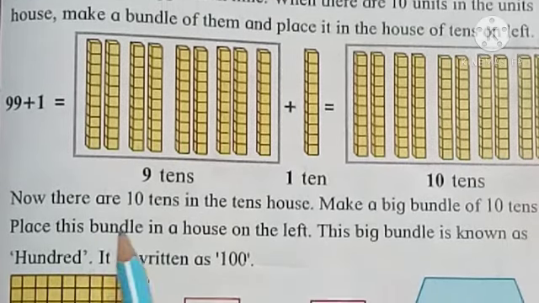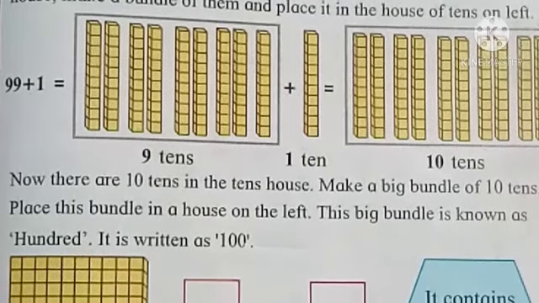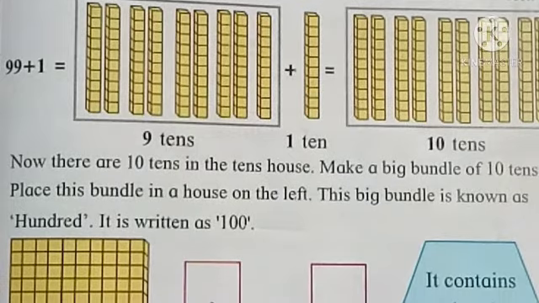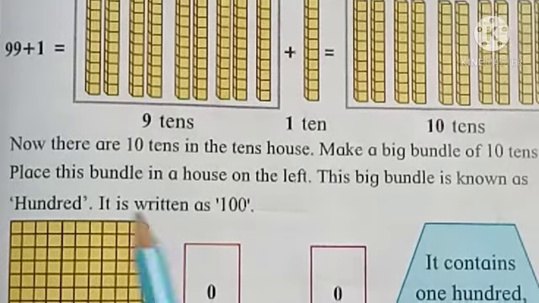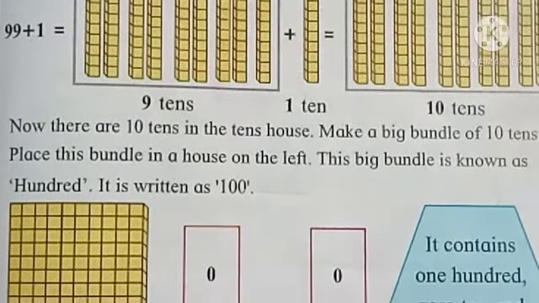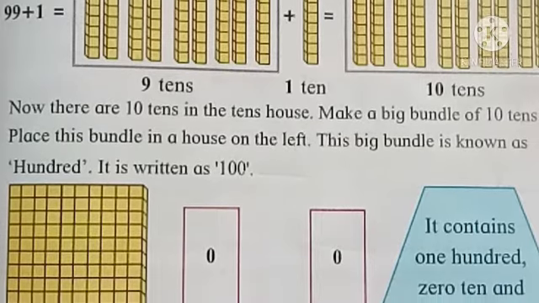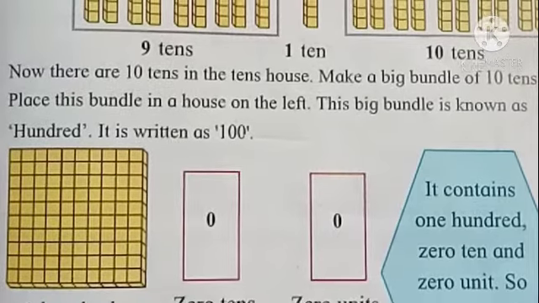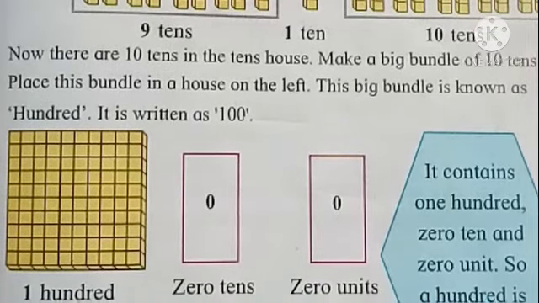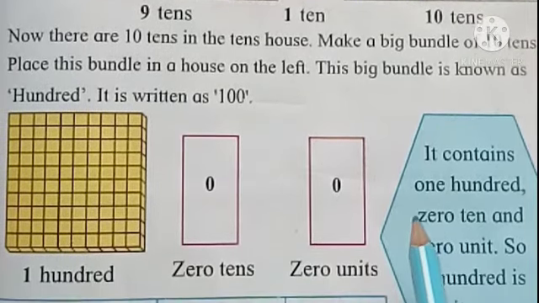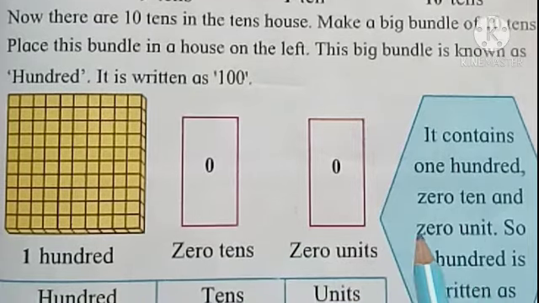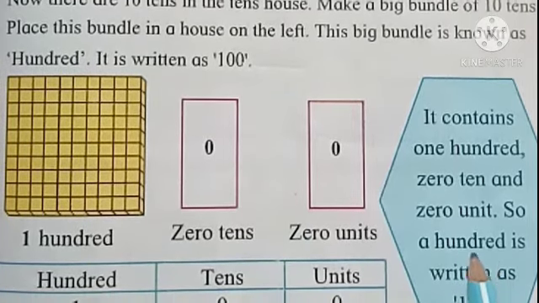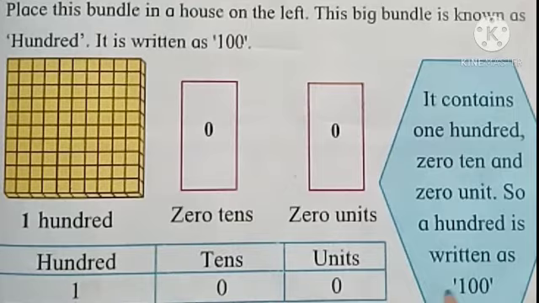Look at this. There is a house of 100 and 0 tens. 0 units is like this. 100. 100 means 1 hundred, 0 tens, 0 units: 1 0 0, 100. It contains 100, 0 tens and 0 units. So 100 is written as 100.